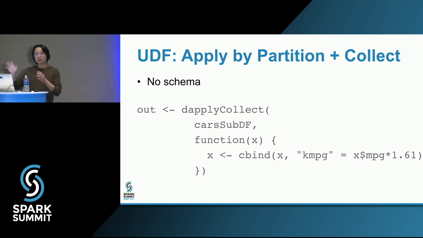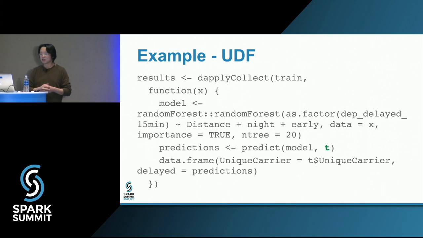And in the end, you get the native data frame. In this case, it's not a Spark data structure, it's a native data frame at the end of it. And here's a more elaborate example, dapply collect. So you pass in the data set, and then you can specify this function inline. Here, I'm actually calling the native random forest package. And then we take this data set, and then we generate a set of predictions and return that as a data frame at the end.